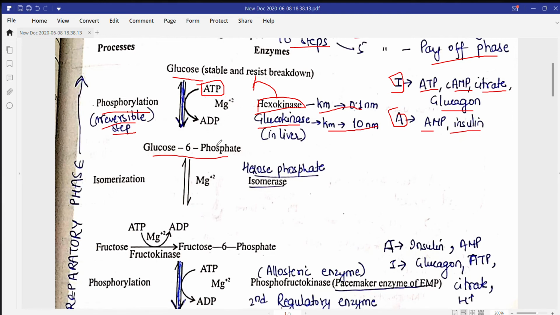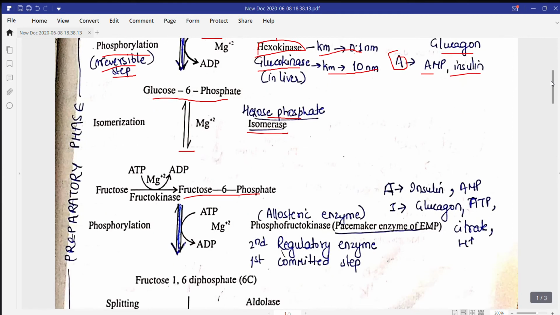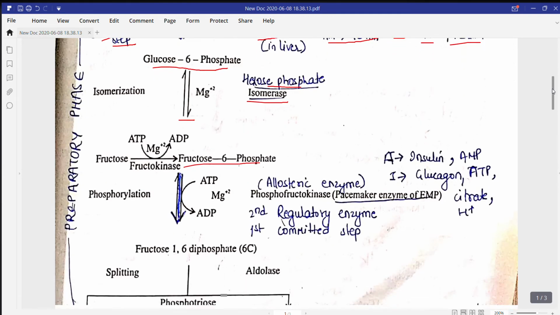Now the next step: glucose 6-phosphate will convert into fructose 6-phosphate, and this is a reversible step with the help of hexose phosphate isomerase. Isomerase, why? Isomers are those having the same formula but different structures. This is not a very important step. Let's move to the next step.